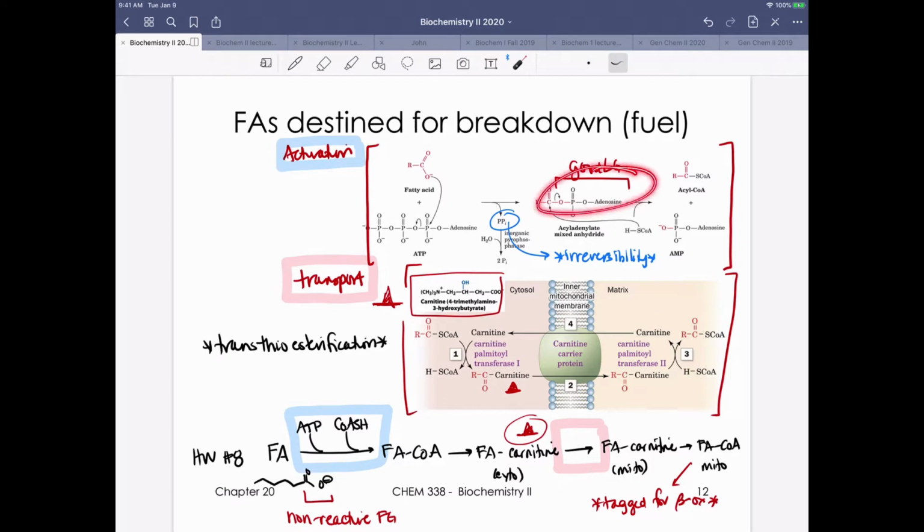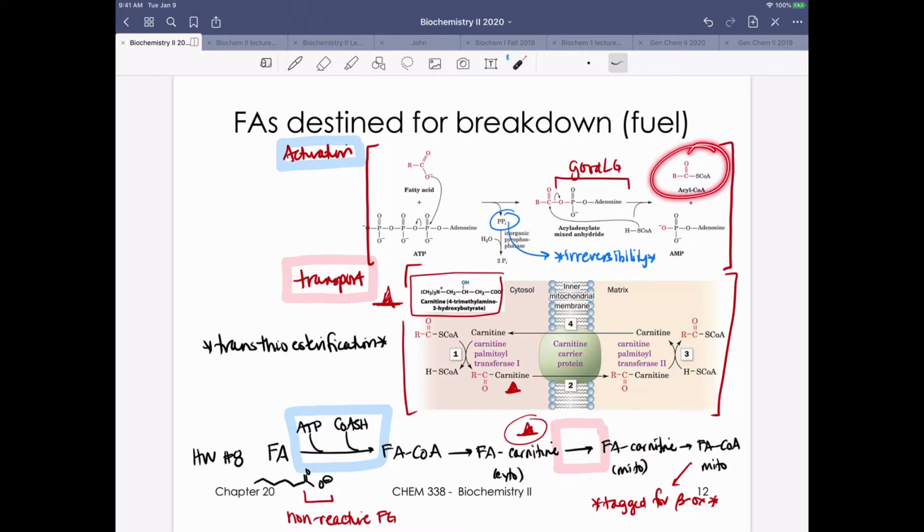So once we put a good leaving group on there, then we can have a weaker nucleophile like CoA with its thiol group nucleophilically attack that carbonyl on that fatty acid, displacing our good leaving group and generating a fatty acyl-CoA. So the first step is we need to take this fatty acid that had no functional group, no ability to really do much of anything else, and we convert it into a fatty acyl-CoA so that we can start doing some chemistry.